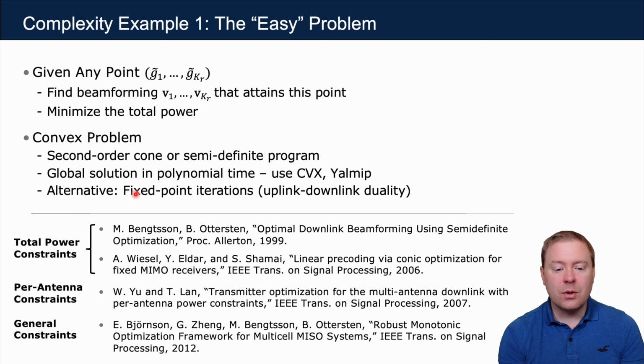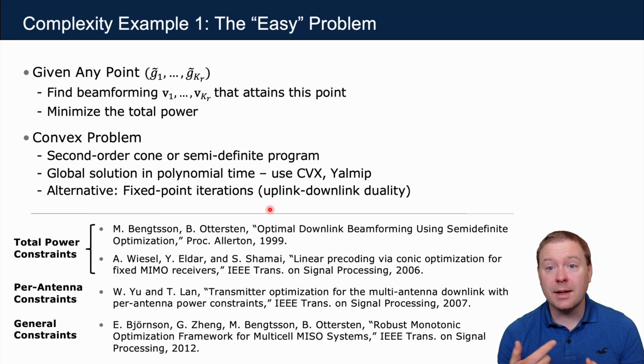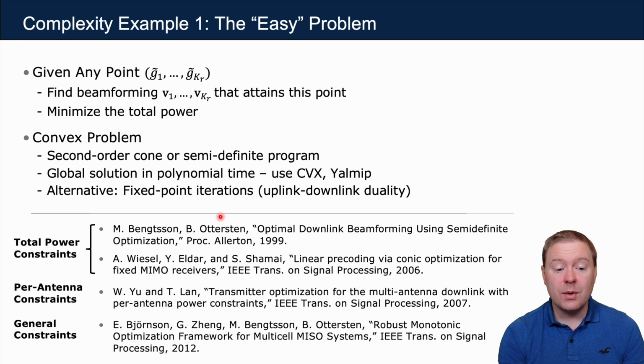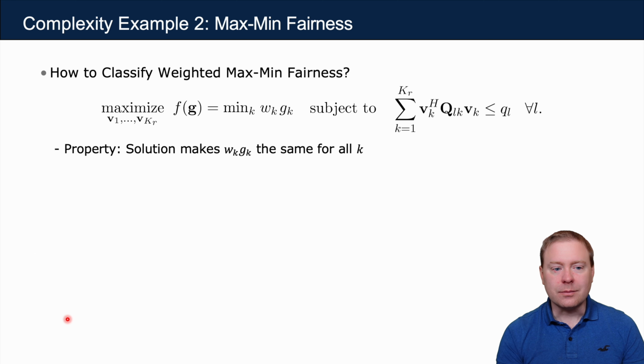And alternatively, you can do some fixed point iterations and use something known as uplink-downlink duality to find the solution very effectively. And there is a wide range of different algorithms developed over time, which is handling total power constraints or per-antenna power constraints or the general constraints that we are considering in this video. So this problem is something that we can solve and figure out if it is solvable or not under our power constraints. So let's now consider problem 2, maximum fairness.